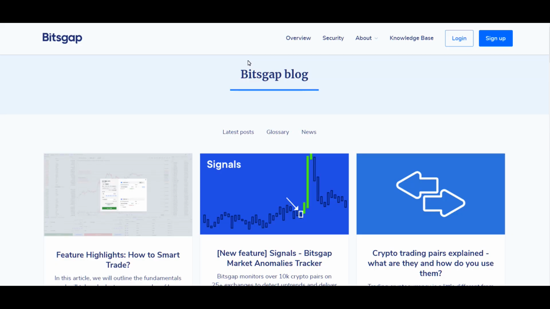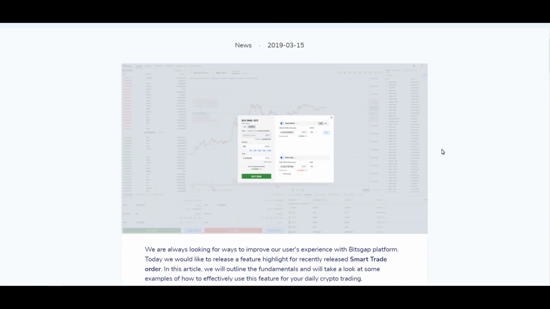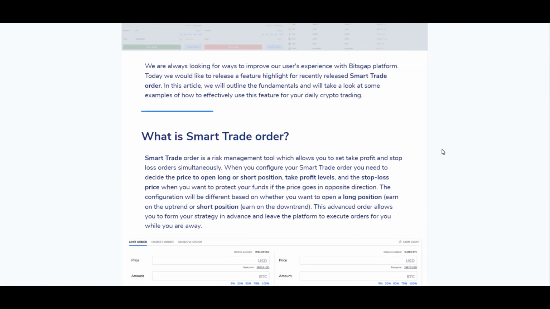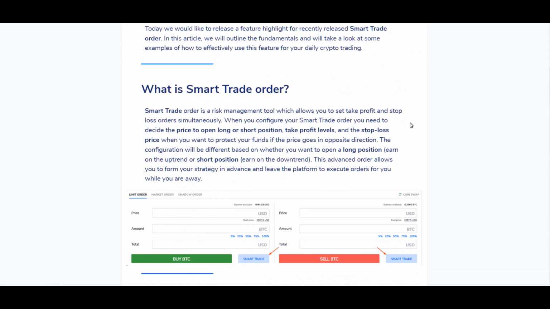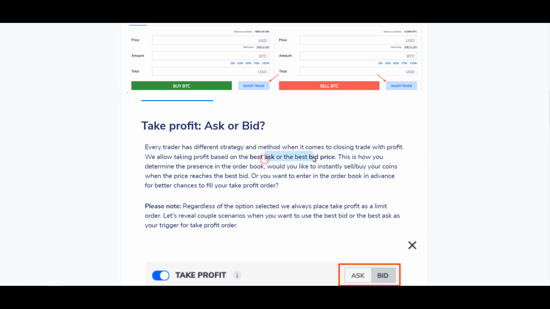Okay guys, we're over here on the main Bitsgap page here, and what I did is I simply went to About and then to Blog. All right, and this is pretty much where you're going to find the latest information when you're looking for updates of what they've done with their platform. And one of the things I found right away is how to smart trade. Okay, and I did notice that when you come down here, it's got explanations about stop loss, ask and bid, price. Okay, it's got all the information there.